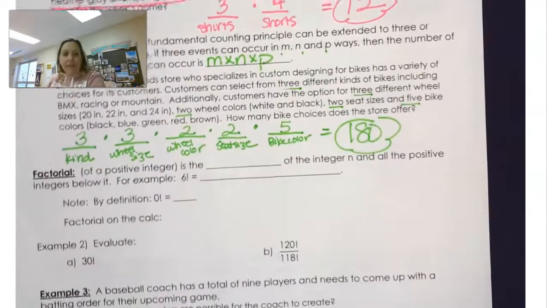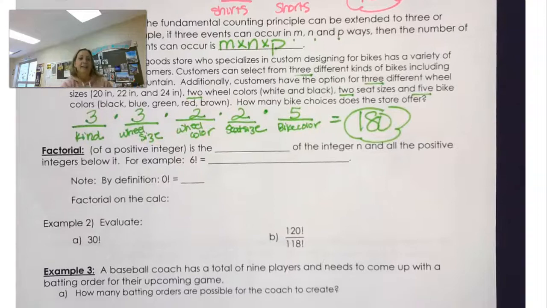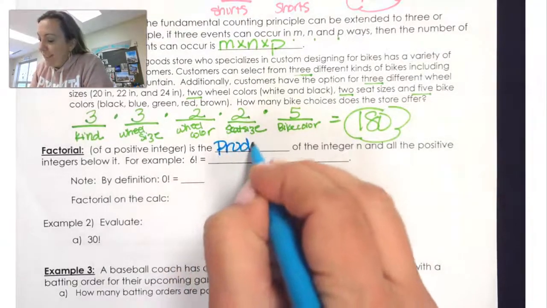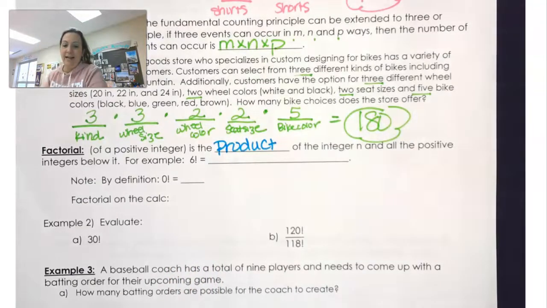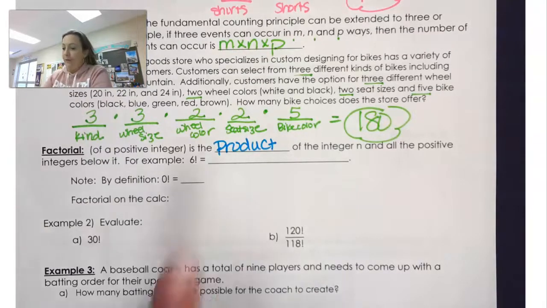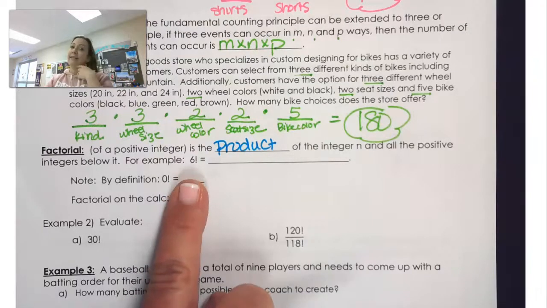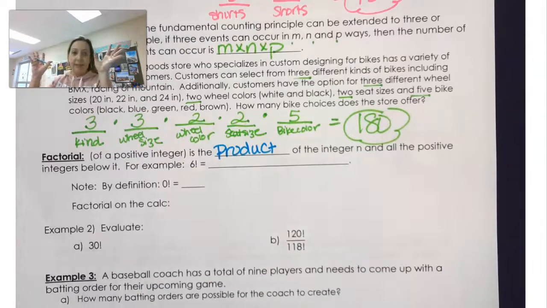So because this is a pretty easy idea, let's also talk about the idea of a factorial. The factorial is something you can only take of a positive integer. What a factorial is, is the product of that integer n and all of the positive integers below it. So that's what the exclamation point is, okay? The exclamation point really means factorial. It's not that someone's super excited about the number 6, okay?